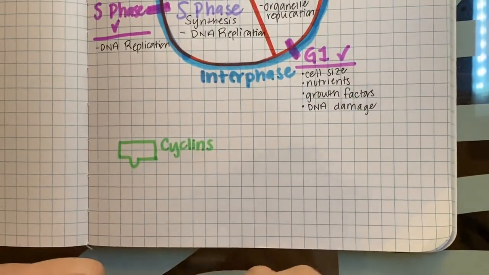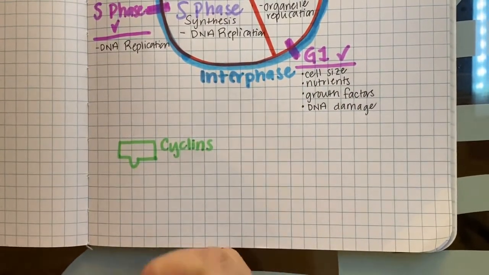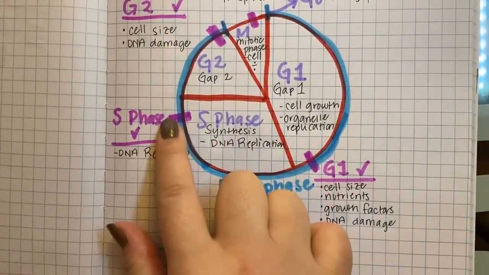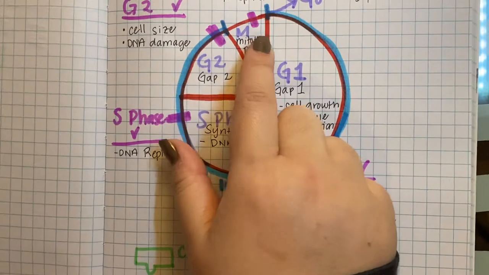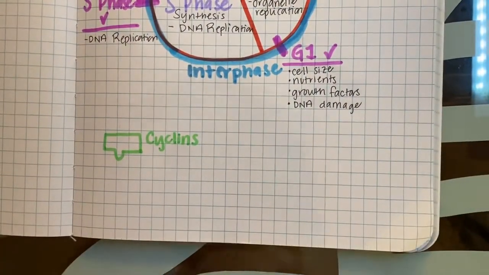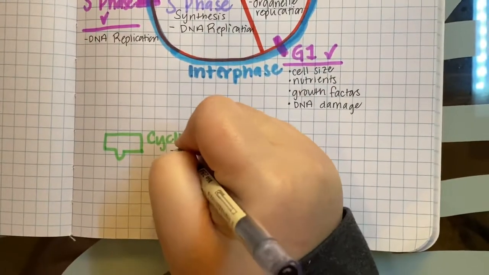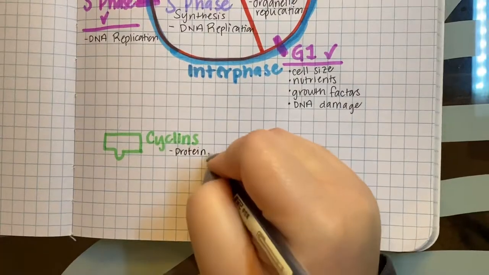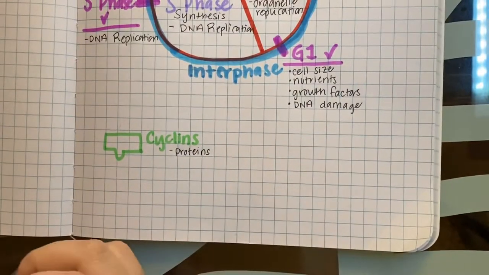There are multiple types of cyclins. We're just going to talk about the function of cyclin in general, but for each checkpoint, they will use a different cyclin, and I'll show you a diagram of that later. So cyclins are proteins. They're created by the cell that is actively in the cell cycle.